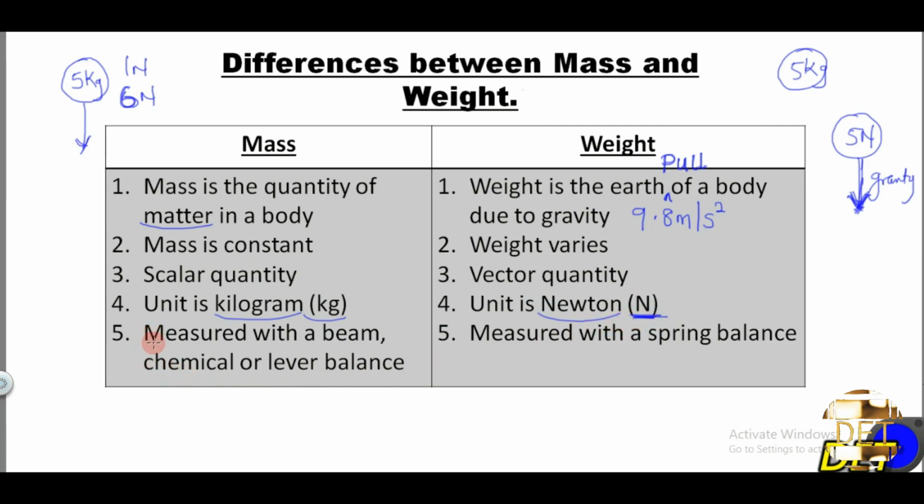Then another difference between mass and weight is that mass is measured with a beam, a chemical, or a lever balance. So you can use a beam balance to measure mass, you can use a chemical balance to measure mass, you can use a lever balance to measure mass. But weight is measured with a spring balance. Weight of a body is measured with a spring balance. So know these 5 major differences between mass and weight of a body.